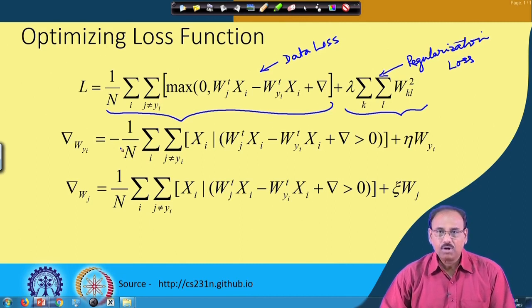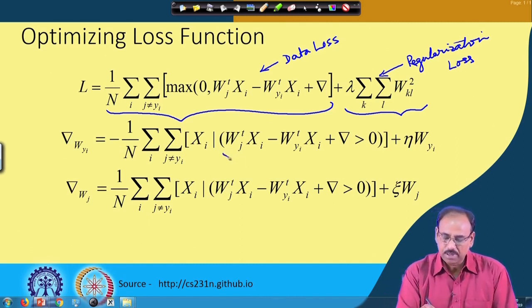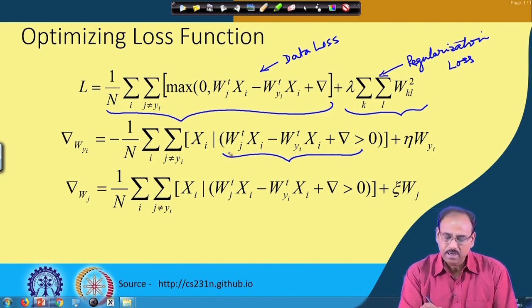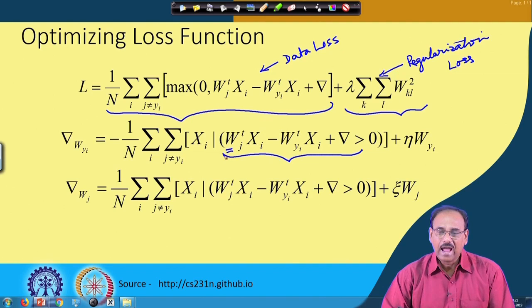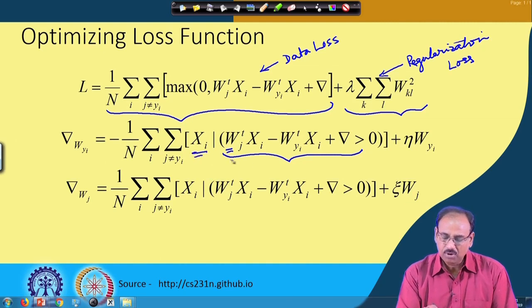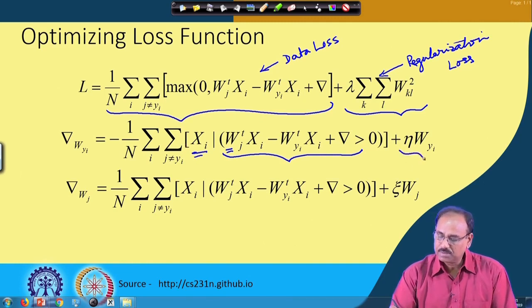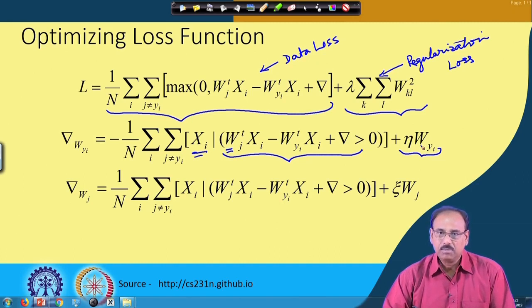So, you find that for those training samples for which this term, W j transpose x i minus W y i transpose x i plus delta, is greater than 0, such training samples are not correctly or not satisfactorily classified by the weight matrix W. So, for these samples we have to correct the weight vector W. That is the reason you take the sum of x i only for those samples which are not correctly classified, and this is the correction term that comes from the data loss component. Similarly, the other term that comes from the regularization loss component is eta times W y i.